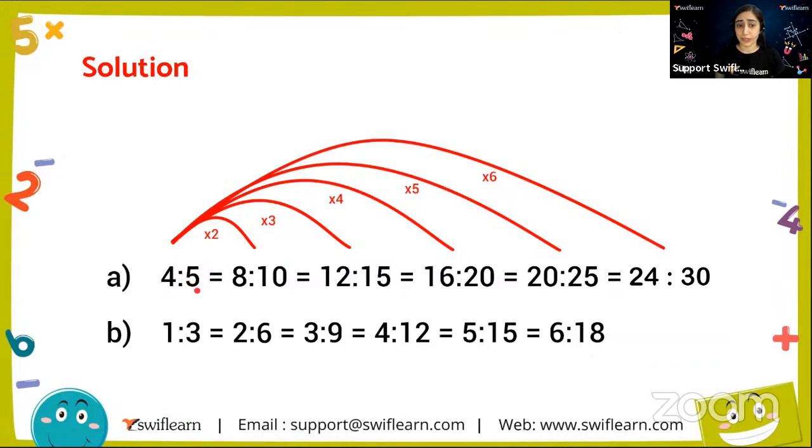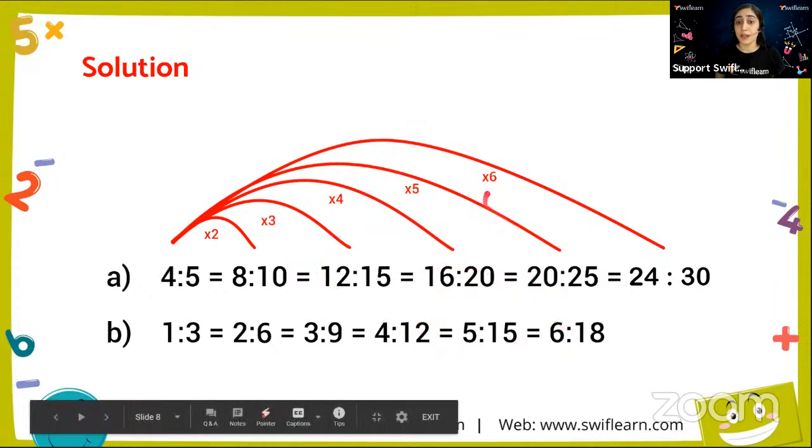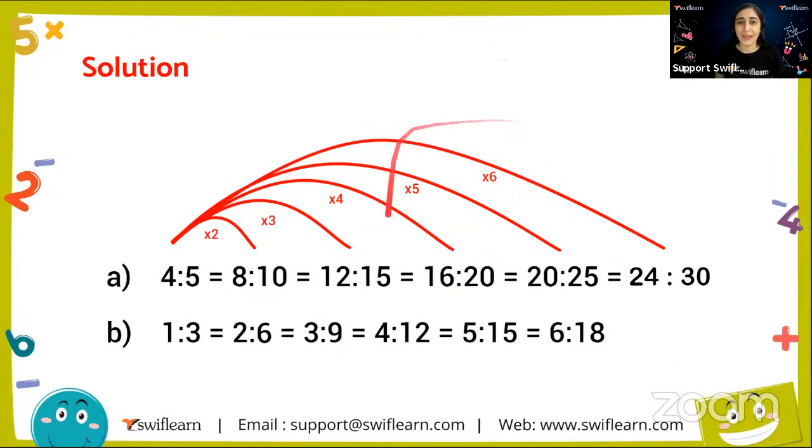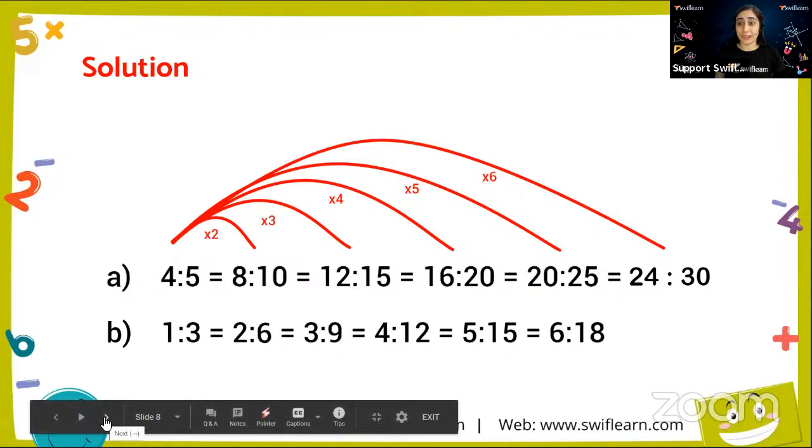See, it's 4:5. So we have to calculate the equivalent fraction. We multiply the same number in the numerator, the upper one, and the denominator, the lower one. We multiplied 4 with 2, we got 8, and 5 with 2, we got 10. Similarly, we can multiply by 3, 4, 5, 6, or any number you want. I have given examples till 6, but 2 or 3 equivalent fractions were perfectly fine for the question. Okay, so let's do something new.